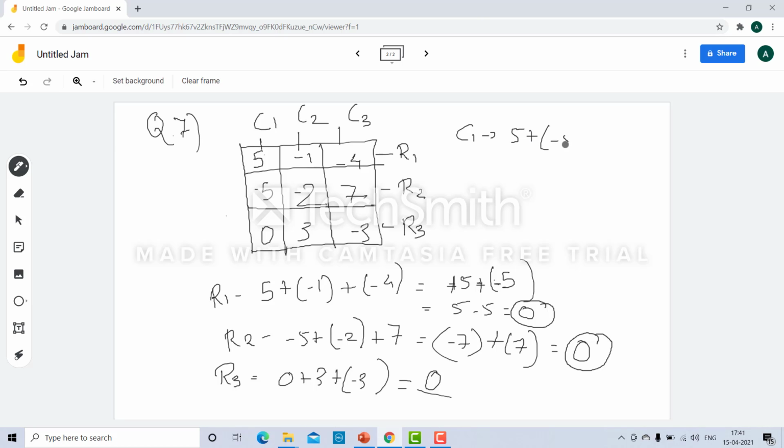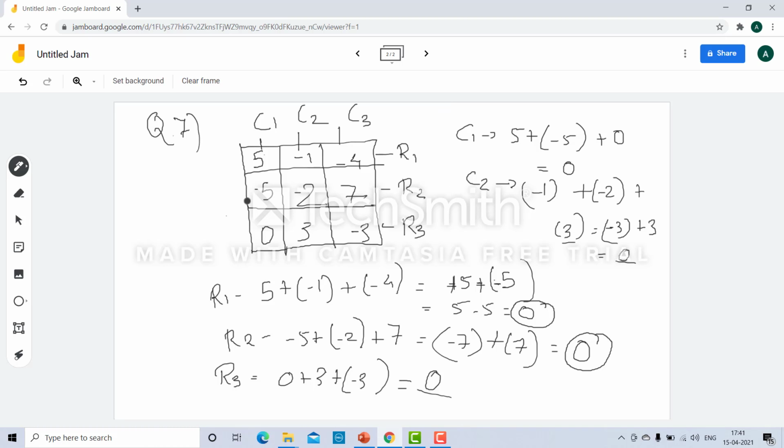5 plus -5 plus 0. So here positive 5, negative 5, it will give us 0 again. Now for column number 2, children, it is -1 plus -2 plus +3. So -1 -2 will become -3, and plus 3, so we will get 0 again for the second column.